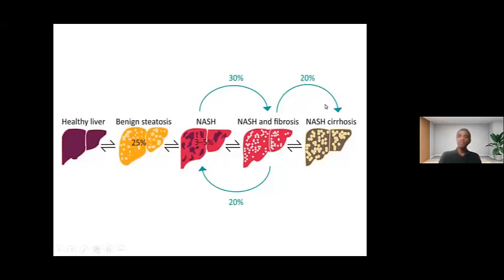Of them, 20% progress to decompensated cirrhosis. Up to here, the disease is reversible, but from this point onwards it may not be. To some extent it may reverse, but not fully. So this is the natural progression: you get a healthy liver, steatosis, NASH, NASH fibrosis and NASH cirrhosis.